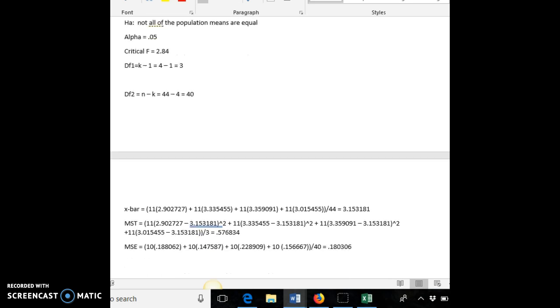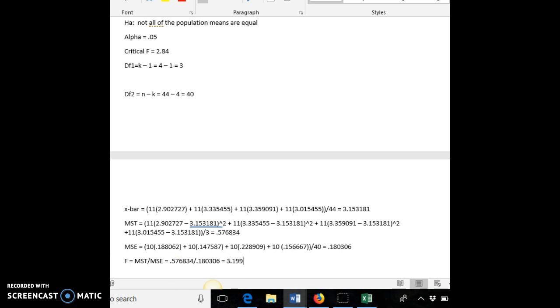All right, now we are finally ready to find our test value F. F is the MST divided by the MSE. So it's MST divided by MSE, which is, in this case, 0.576834 divided by 0.180306. And if we put that into our calculator, we get 3.199.